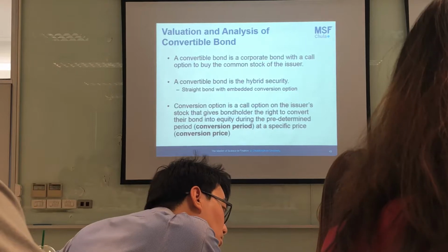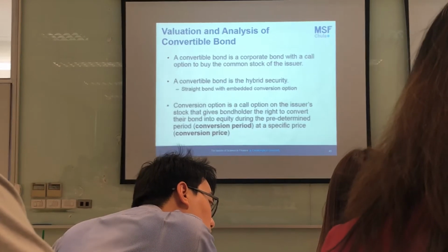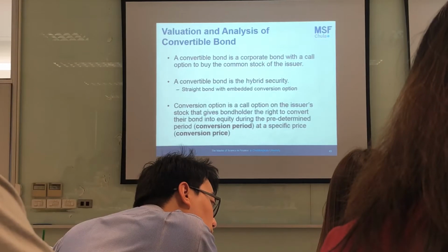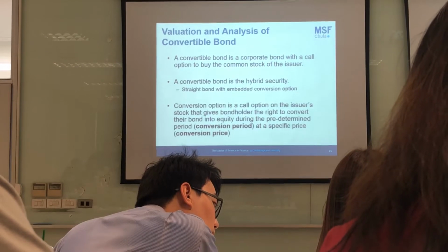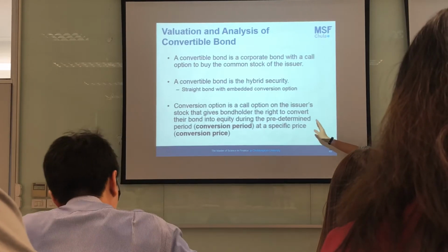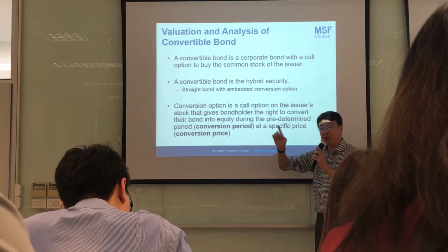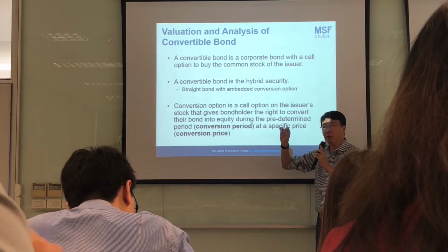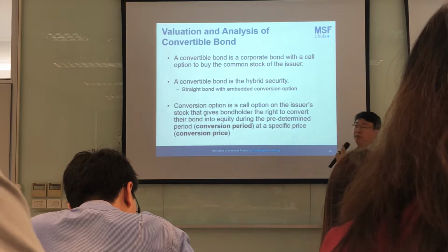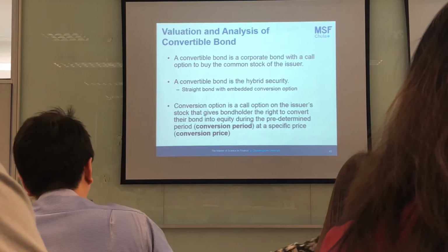Actually, for the callable bond, the bondholder buys the straight bond and sells the call option to the bond issuer, different. But for the convertible bond, the bondholder buys the straight bond plus the call option on the stock of the company, the company that issued this bond.